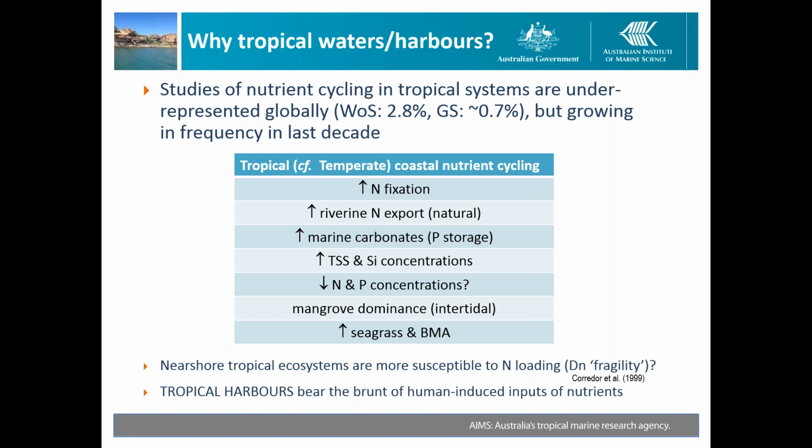Nearshore tropical ecosystems are similarly more susceptible to loading of nitrogen. An example comes from Corridor and colleagues' work, and with their suggestion of fragility of denitrification in tropical systems. And of course, tropical harbours bear the brunt of our inputs of nutrients.